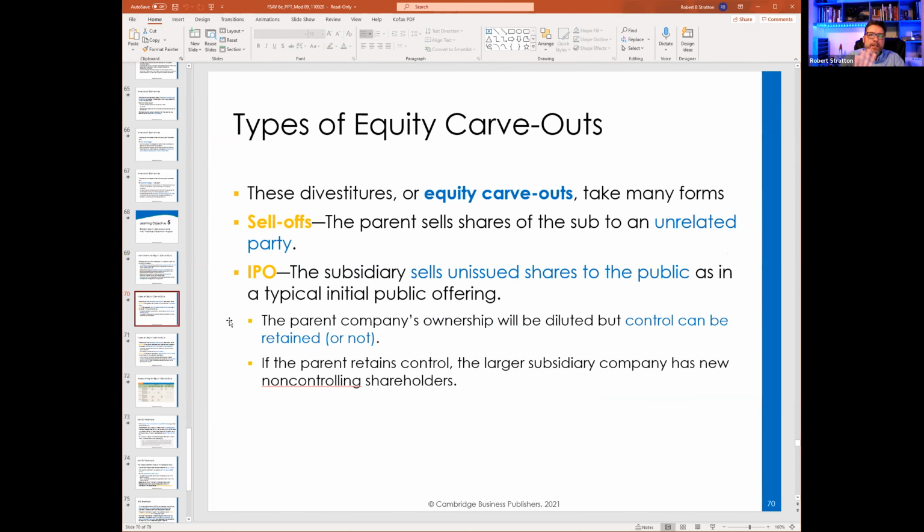Yeah, so there's a sell off. You sell off the sub to an unrelated party. There's an IPO where you can have that company go public, which is really good because then you make lots of money because you own 100% of the shares, or whatever, 50% of the shares.